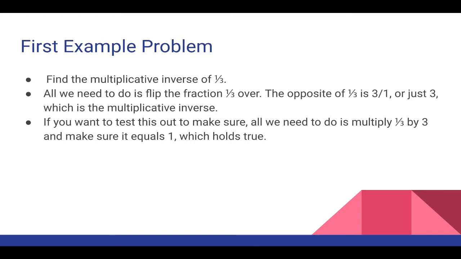Find the multiplicative inverse of 1/3. All we need to do is flip the fraction 1/3 over. The opposite of 1/3 is 3 over 1, or just 3, which is the multiplicative inverse. If you want to test this out to make sure, all we need to do is multiply 1/3 by 3 and make sure it equals 1, which holds true.